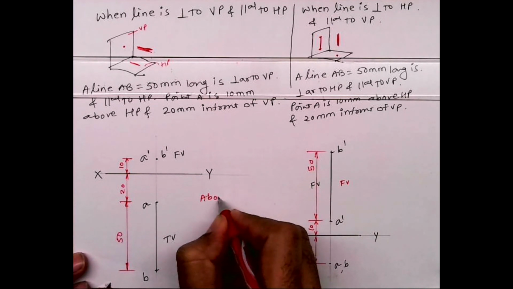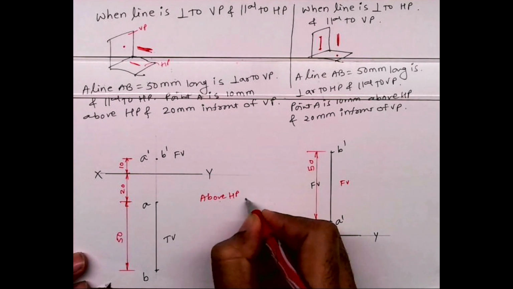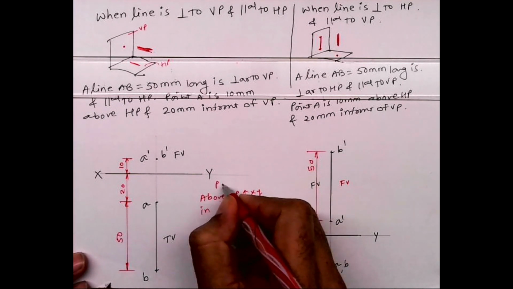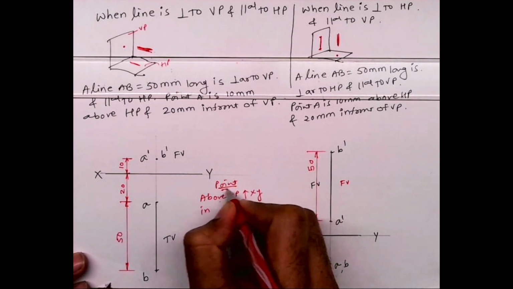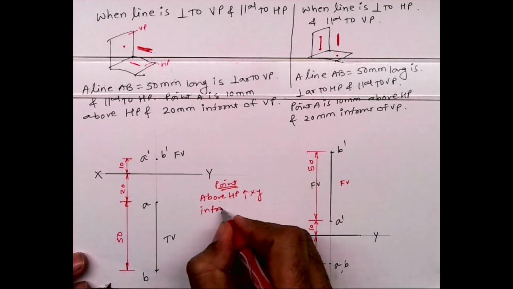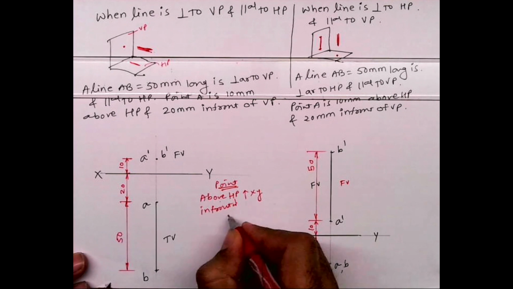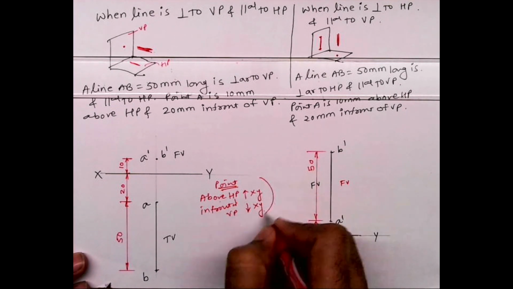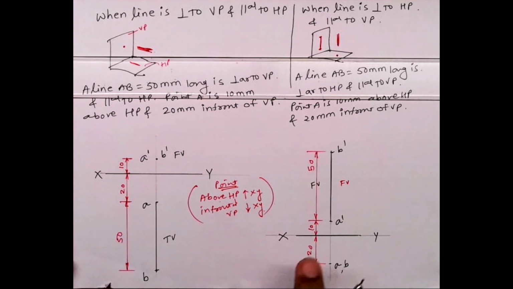There is one shortcut if you people want to remember. Whenever they say above HP, it's above the XY line, and this is for points. And whenever they say in front of VP, that will be below the XY line. That data we can put like this.